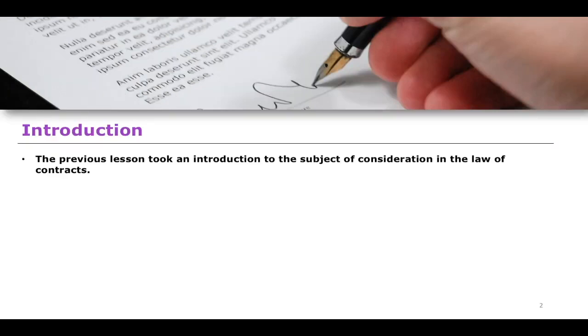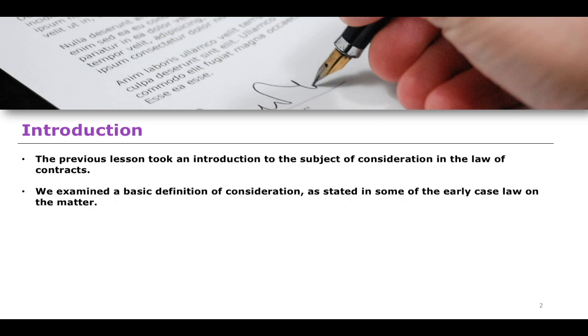So as noted in the previous lesson, we took an introduction to the subject of consideration for the Law of Contracts. We examined a basic definition of consideration, and we also stated some of the early case law on the matter that really gave us something of a definition of consideration, given the fact that there is only a definition of consideration found in case law and nowhere else. We can find it in textbooks, of course, but in terms of what consideration fundamentally means, you can really just understand consideration to be something for something else.